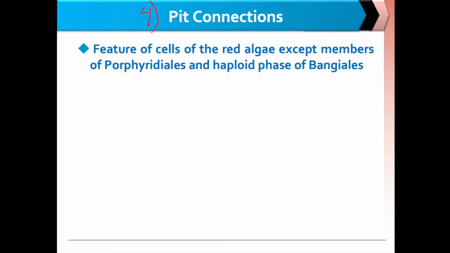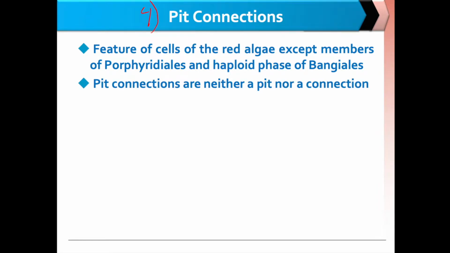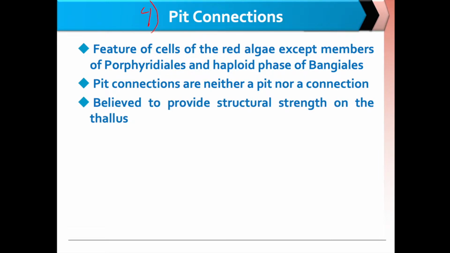So, number 4. So, pag sinabi naman nating pit connections, ito na yung kakaibang features ng mga red algal cells natin. But sometimes, hindi ito lagi present. Like, for example, in your Porphyridiales, walang mga pit connections yung mga yan. At yung mga haploid bases ng ating order Bangiales. So, ano nga ba yung ating pit connection? So, your pit connection ay hindi talaga siya pit at hindi din siya connection talaga, no? Para siyang misnomer, kumbaga. Pero yun yung tawag sa kanya.